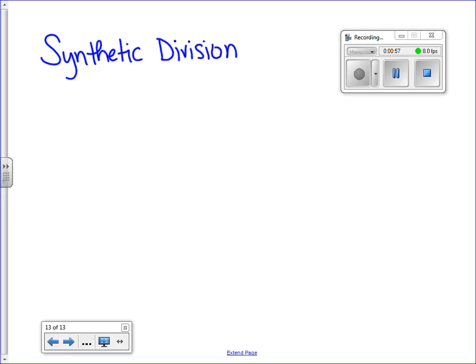So there's a process to follow. For synthetic division, you have to be able to multiply and add. Can you multiply and add? This is what you do. Multiply, add, multiply, add, multiply, add, until you run out of numbers, and then you don't multiply and add anymore. So let me show you an example.